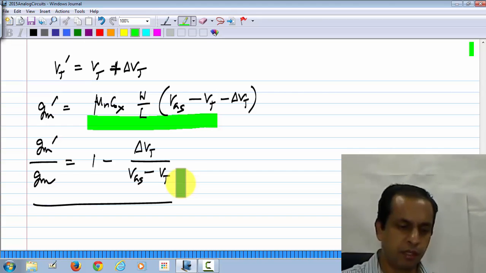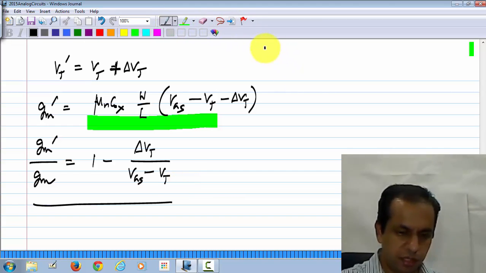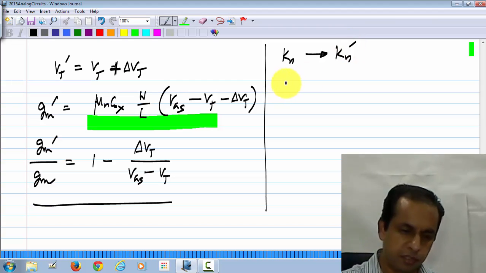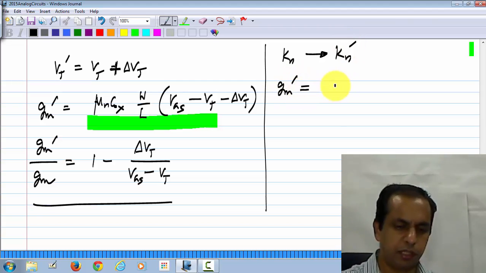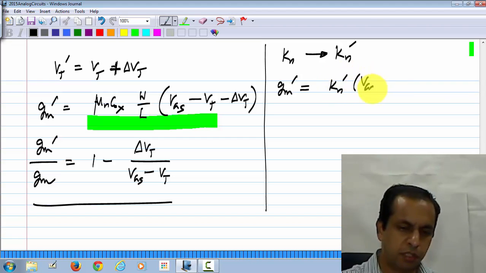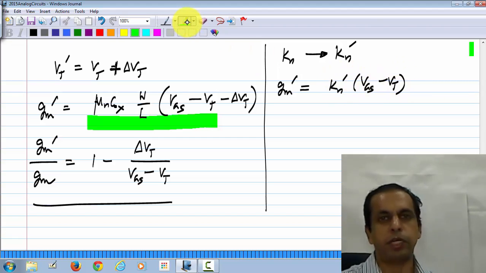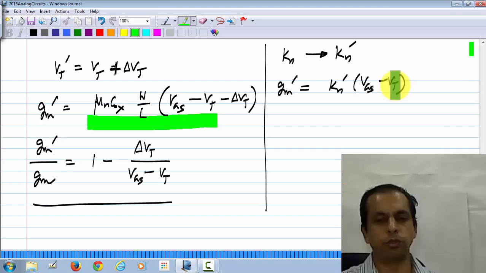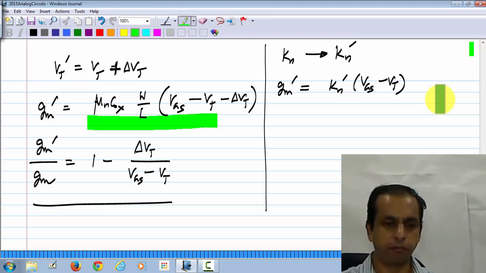Okay, and similarly, if Kn changes to Kn prime, what happens? GM prime would just be Kn prime times VGS minus VT. By the way, I am assuming that in the first case only VT has changed and Kn has not changed, and in the second case I am assuming that only Kn has changed, the current factor has changed and the threshold voltage has not changed. In practice, of course, both will change, but this is a useful way of calculating the effects separately.